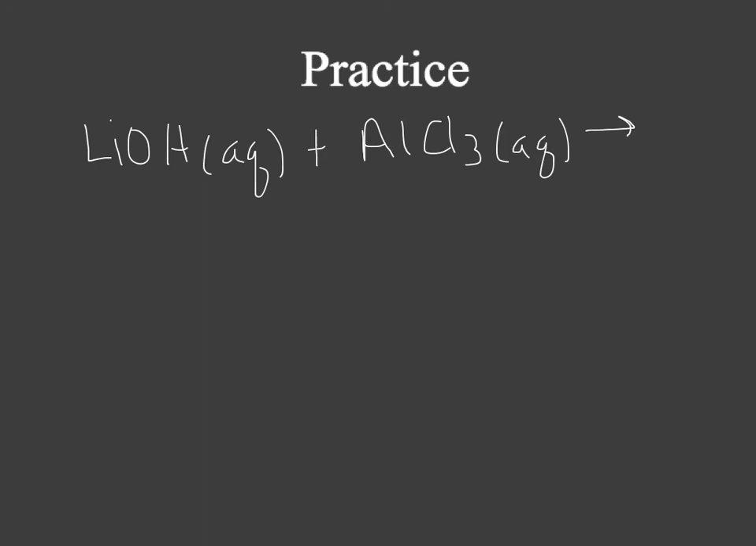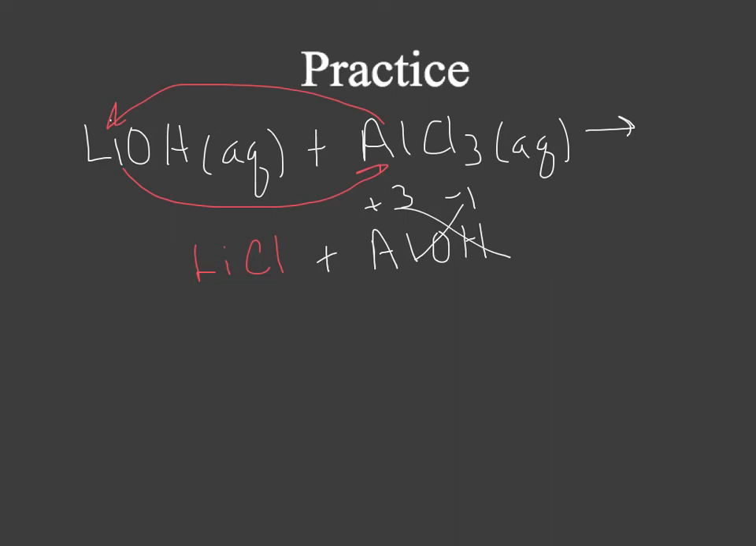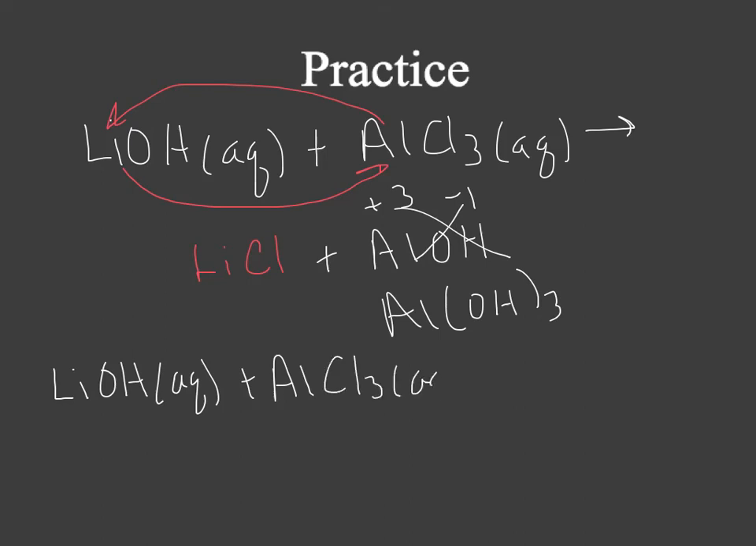Okay, one last example now. Lithium hydroxide and aluminum chloride. Lithium is going to go over and push out aluminum. So lithium ends up with chlorine, +1 and -1. And aluminum is going to go over and take lithium's spot. So aluminum ends up with hydroxide, +3 and -1. So switch them, Al(OH)3. So our whole thing is LiOH, we know it's aqueous, plus aluminum chloride is aqueous, goes to lithium chloride plus aluminum hydroxide.